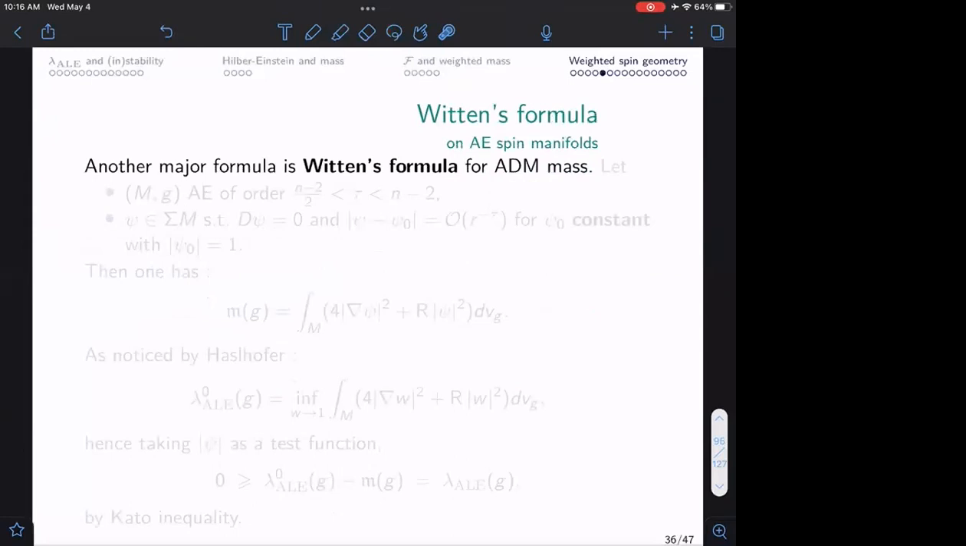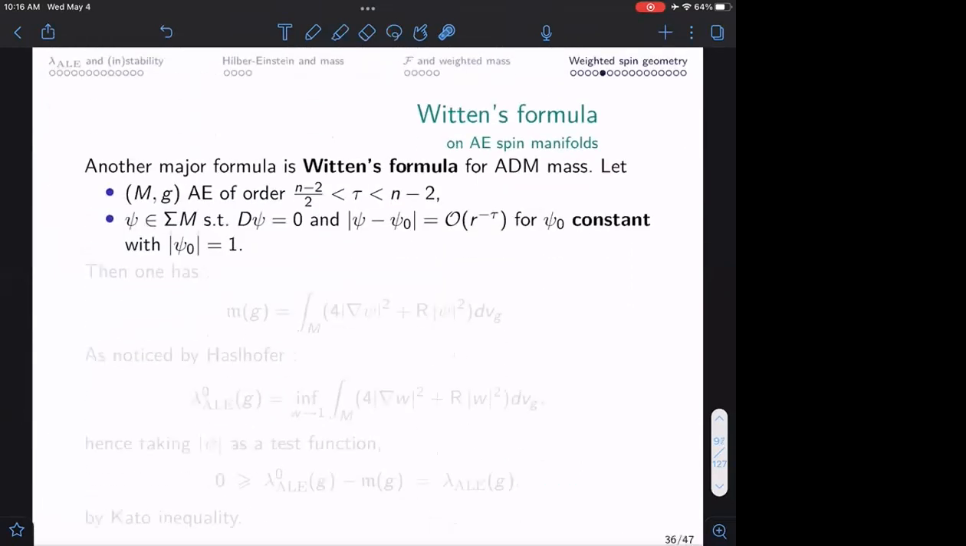Okay, let's talk about Witten's formula. Witten has a very nice formula, a gorgeous formula for ADM mass. You start with an asymptotically Euclidean metric with our usual decay assumptions. You take a harmonic spinor, which is asymptotic to some constant spinor with norm one. Then the mass is equal to this integral. Not so simple, but it's such a clean formula. You see, a global quantity equal to a boundary quantity. That's a very, very nice feature.